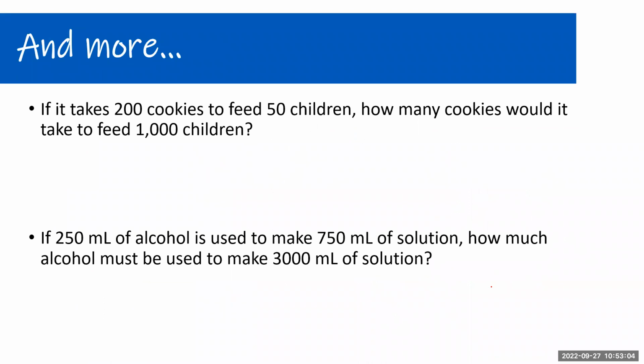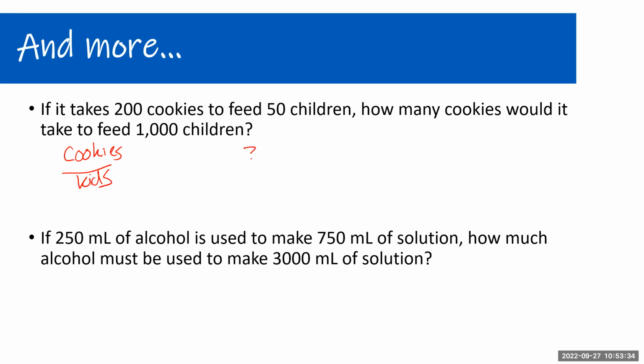Let's do one more slide of practice for this section. If it takes 200 cookies to feed 50 children, how many cookies would it take to feed 1,000 children? Now this one, be careful, because so far we've said, okay, the bigger numbers go on top, the smallers go on bottom, or vice versa. That's not true here, okay? I would say we're going to say cookies over kids. Now again, you could do it kids over cookies. As long as you were consistent, you get the same answer.